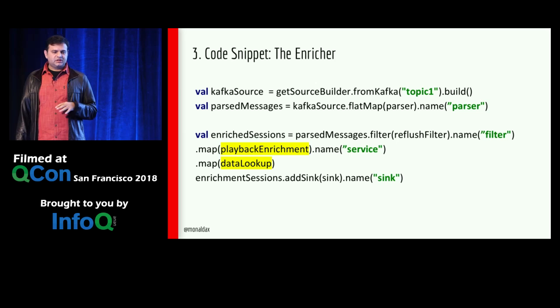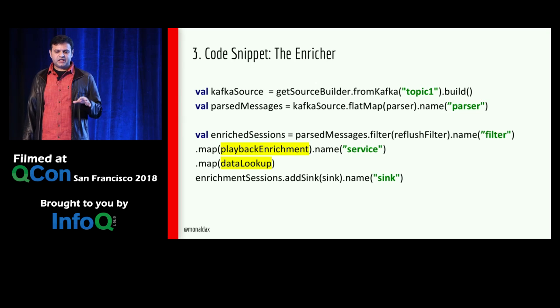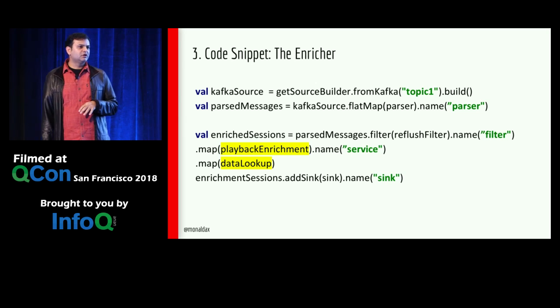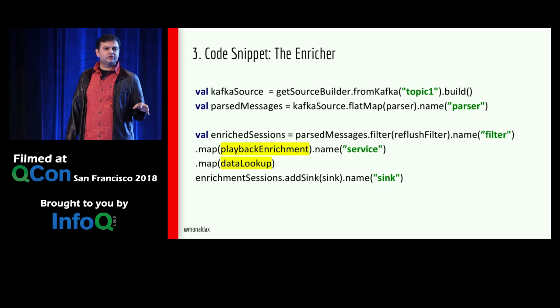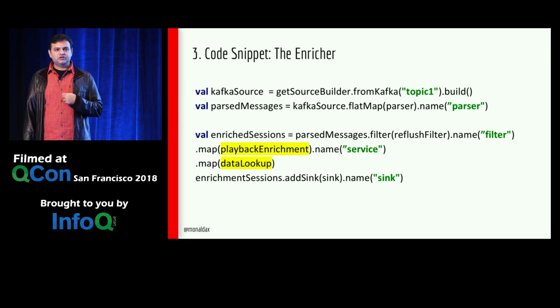So the code looks pretty similar. Again, the magic's happening in the map function, where it's using the client libraries to get this data. And it's using another library to locally cache the data that's refreshed on a 30-second interval.